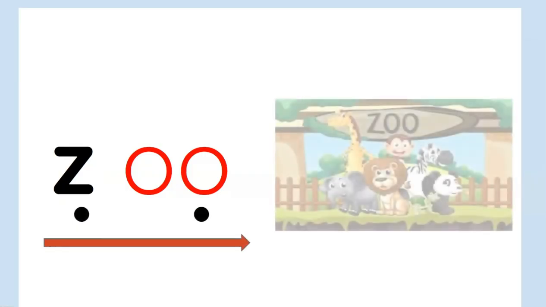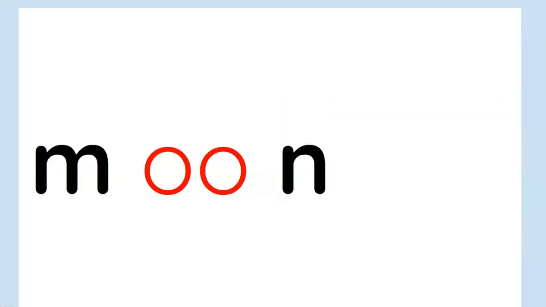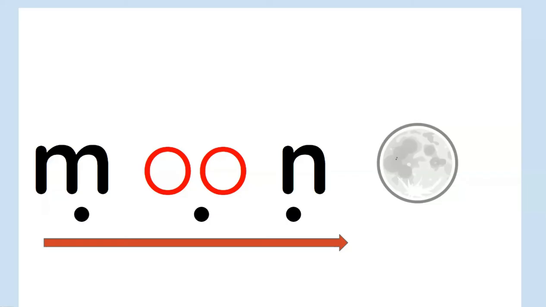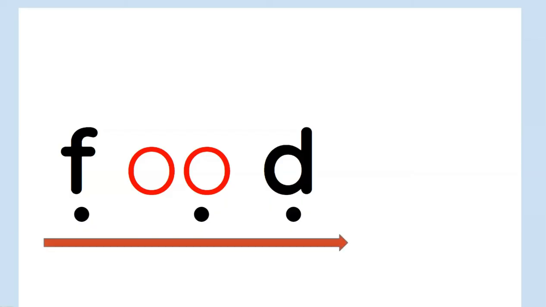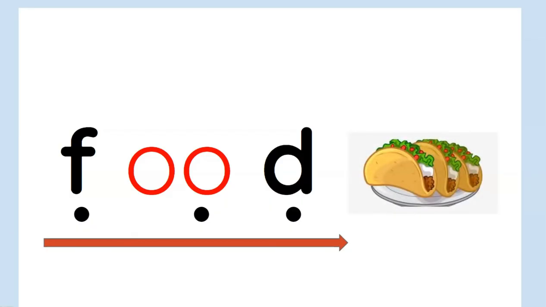Now, let's try reading with a long oo sound. Z, oo, zoo. M, o, n, moon. F, o, d, food. P, o, l, pool.